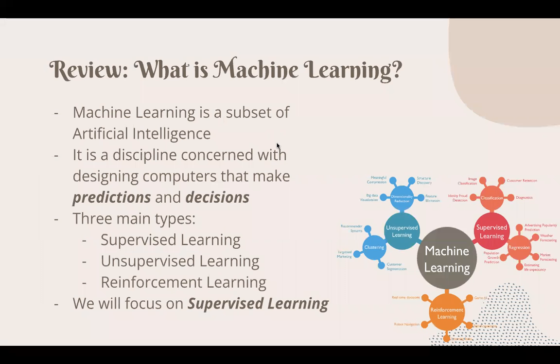Just a review from last week's video, what is machine learning? Machine learning is a subset of artificial intelligence, and it's a discipline concerned with designing computers that make predictions and decisions. There are three main types, as we discussed: supervised learning, unsupervised learning, and reinforcement learning. As you can see in this diagram below, which is really helpful, you can pause the video and take a look.